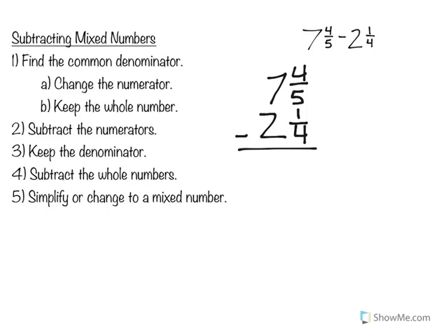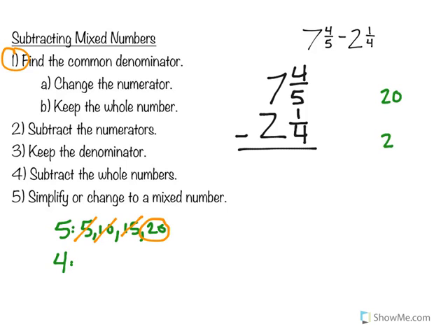After you've written your problem vertically, you want to find the common denominator. So I'm going to have to think about that, and I'm going to count by 5s and then by 4s. So 5, 10, 15, 20. And if you know your multiplication facts, you already know that 4 does not go into 5, 10, or 15, but it will go into 20. So that's what I'm going to use as my common denominator.